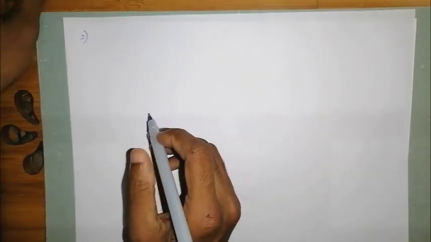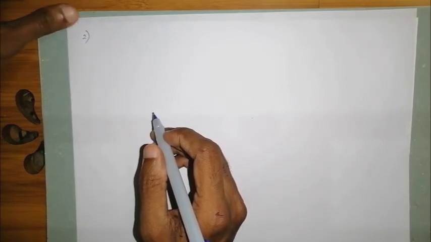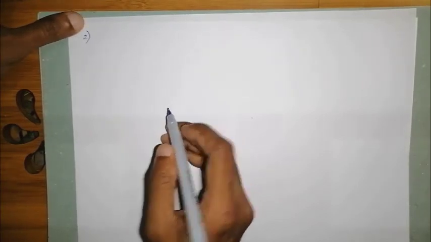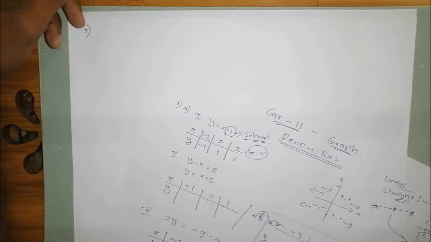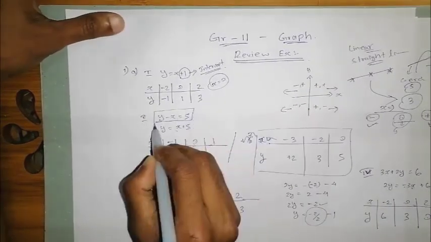Okay, we'll go for the second question. Review exercise, second question. For each of the straight lines given below, determine whether the given pairs of coordinates lie on it or not. So the same work we did in the first, we are going to reverse it. In the first question, they gave the equations.